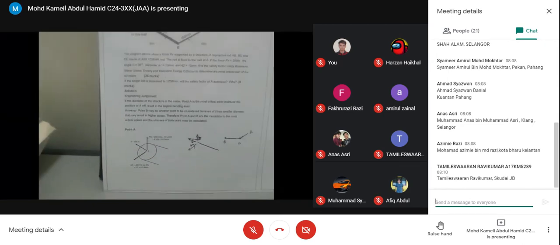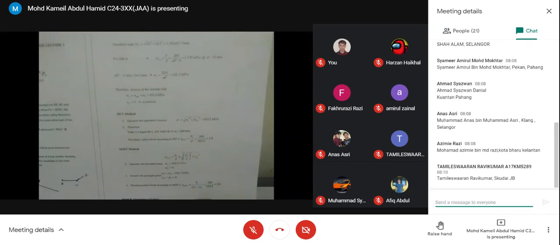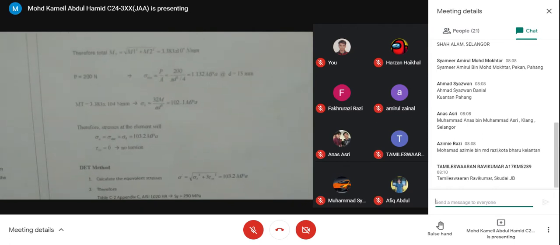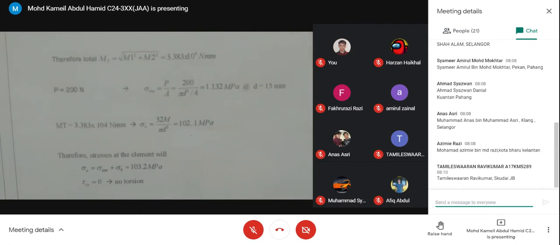Okay, kemudian, we need to get the, kat point A ni, for point A. So we need to get the total moment. So ada dua moment tadi, M1 dan M2. So get the total moment. M total is square root of M1 square plus M2 square. So dapat that M total, then we proceed.